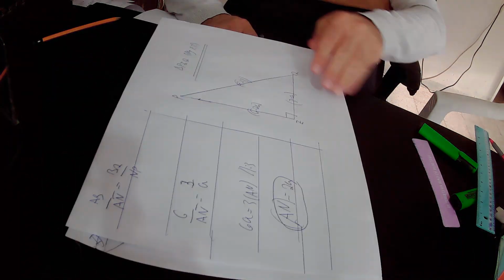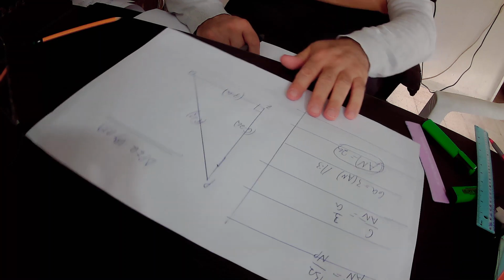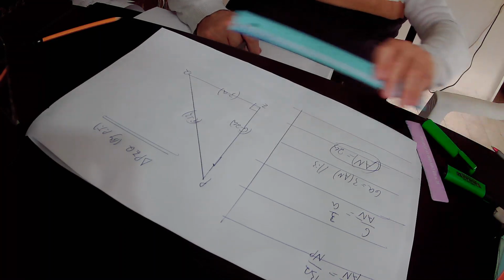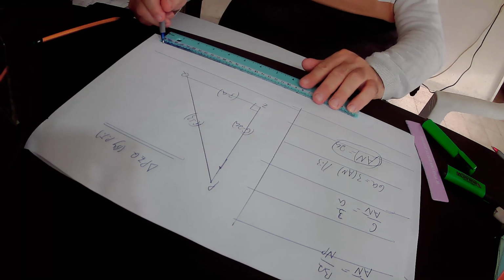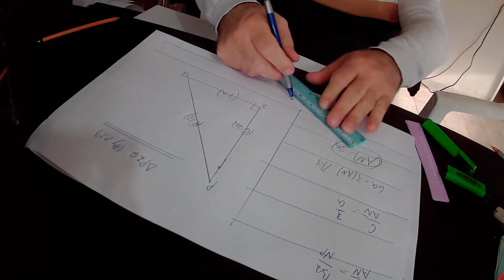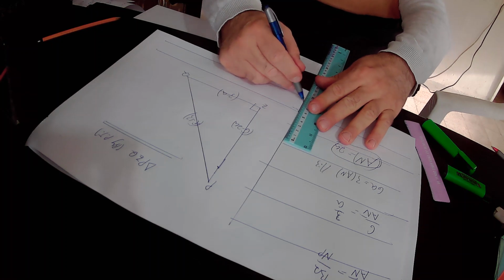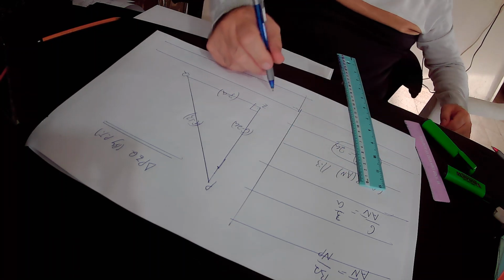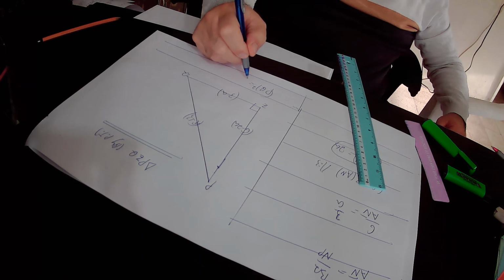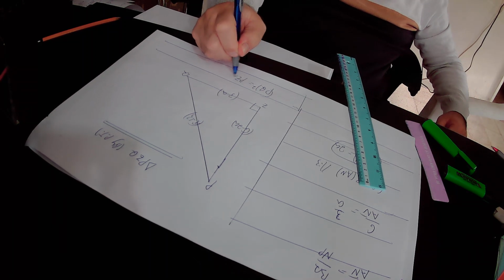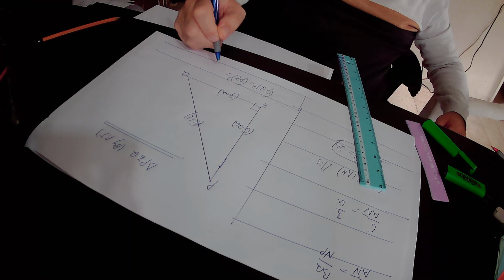So right now, according to the Pythagoras theorem, in this right triangle PZQ, PQ squared, that is the square of the hypotenuse, must be equal to PZ squared plus ZQ squared.